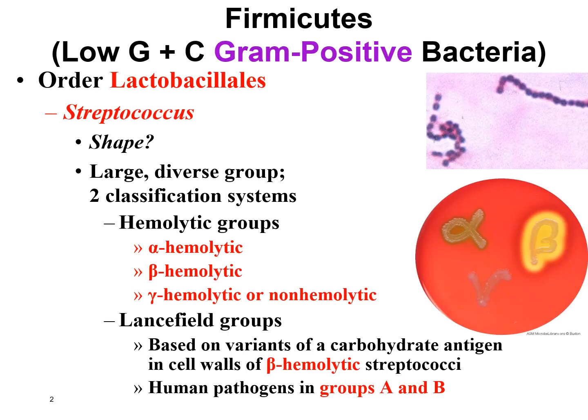Streptococcus is obviously going to be a chain of cocci, which you can see on this picture on the right. They're a very large and diverse group. There's a lot of different species of Streptococcus bacteria. There's two classification systems that are used to classify them. The first one is the hemolytic groups, and then the second one is the Lancefield groups.